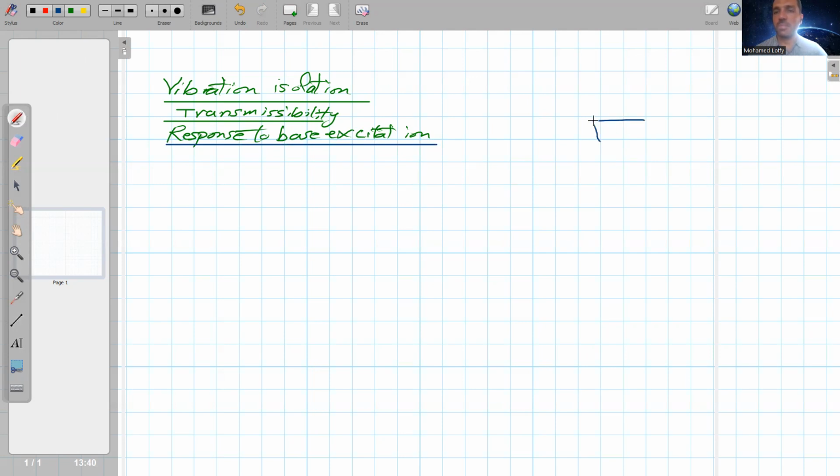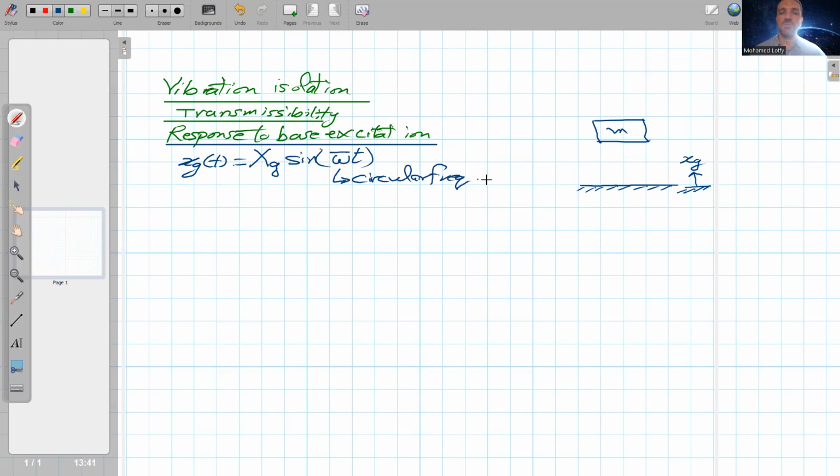You have a mass, something like that, and this mass is supported on a ground, but in our case, the ground itself is moving. So there is a motion of the ground, xg. xg is the motion of the ground. It is a function of time, and we can model it as a harmonic function, x capital G sine omega bar t, where omega bar is the circular frequency of the ground. So the ground is moving with a sinusoidal motion.